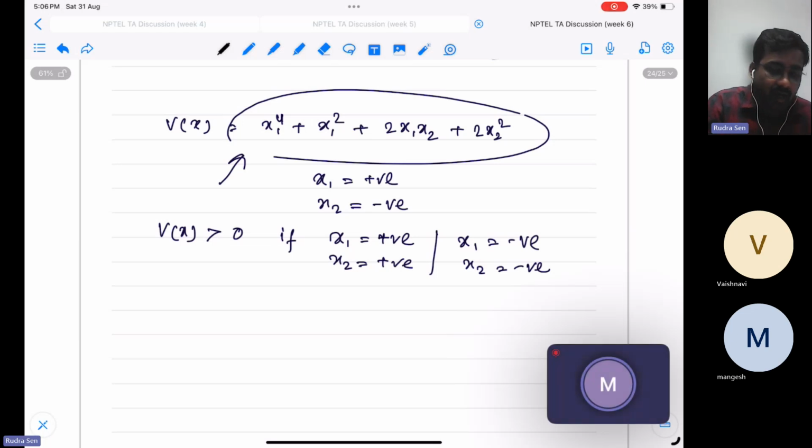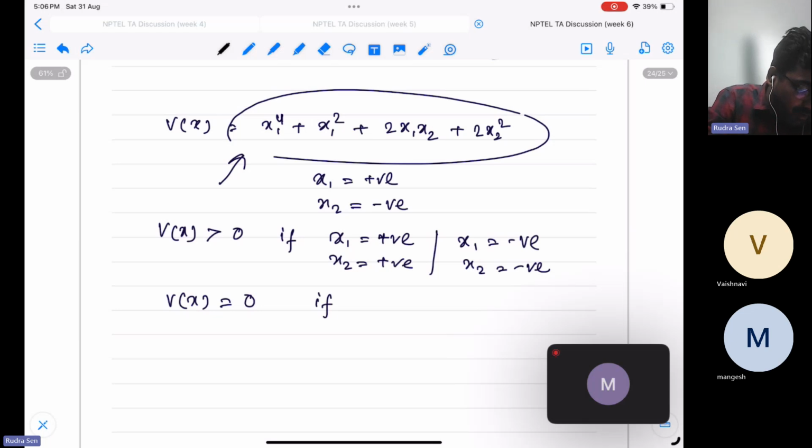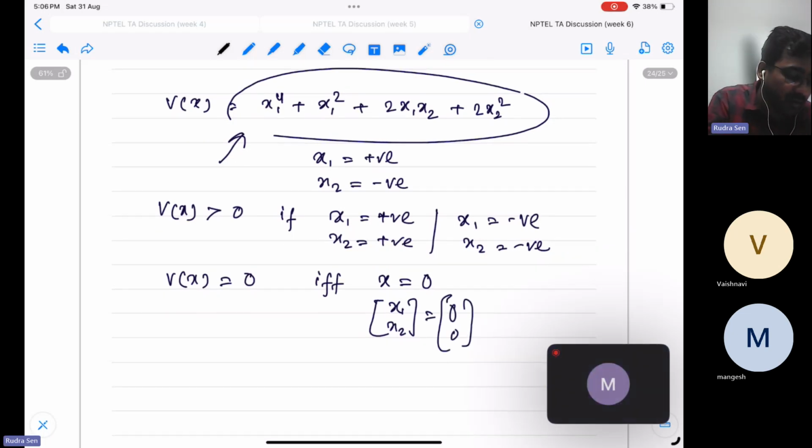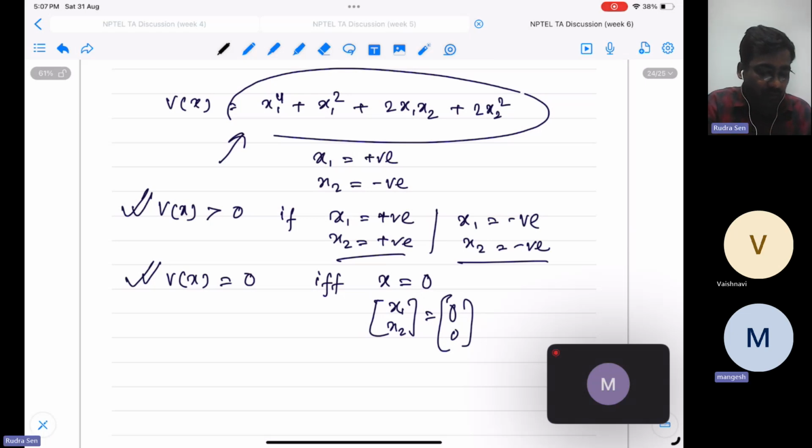But there is another condition that should be there: V of x equals 0 if and only if x equals 0. That means if x1 and x2 both equal 0, then V of x should be 0. In that case, I think this will happen, because if x1 is 0 and x2 is 0, both zeros, then V of x is 0. So the second condition is happening, but this condition happens only in these two scenarios.